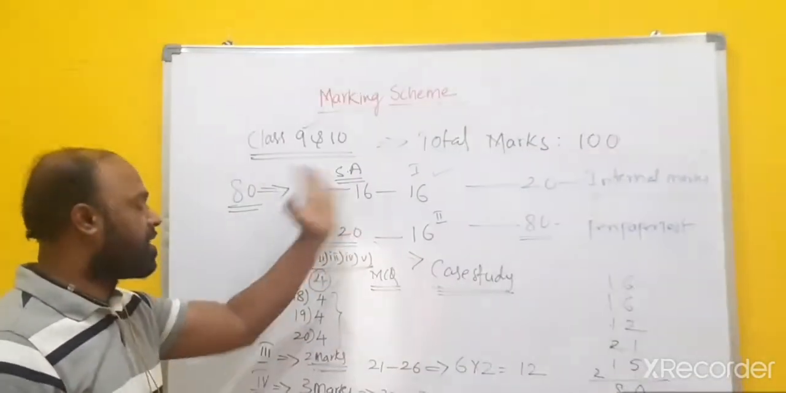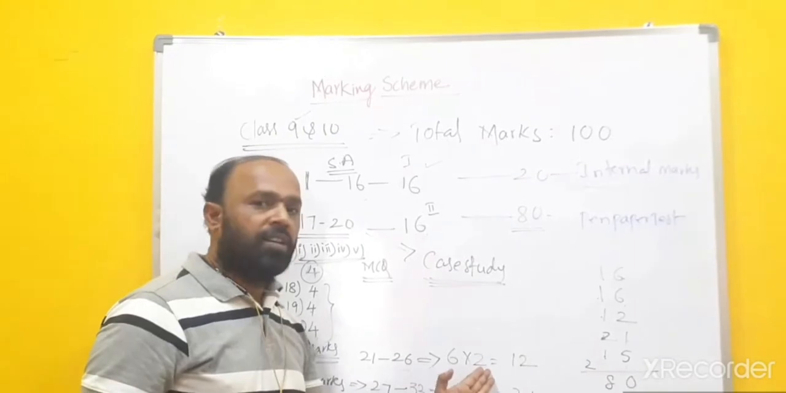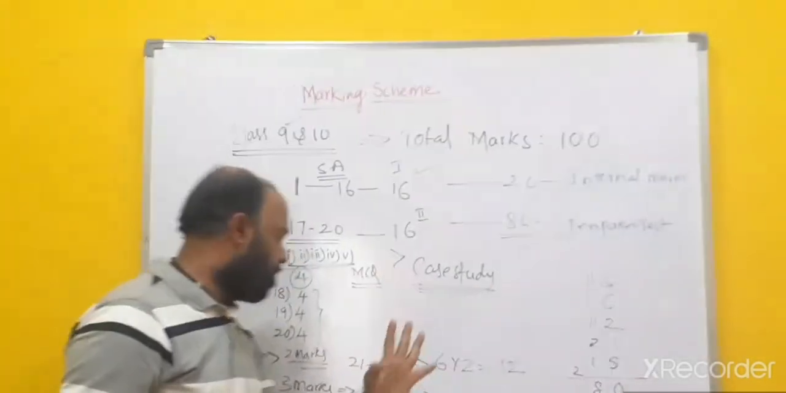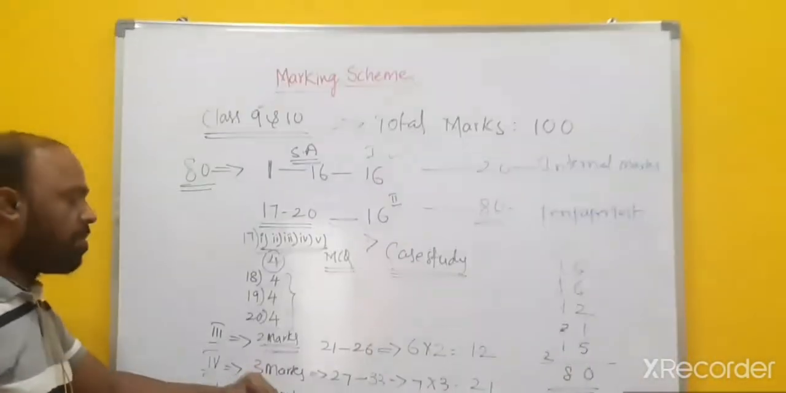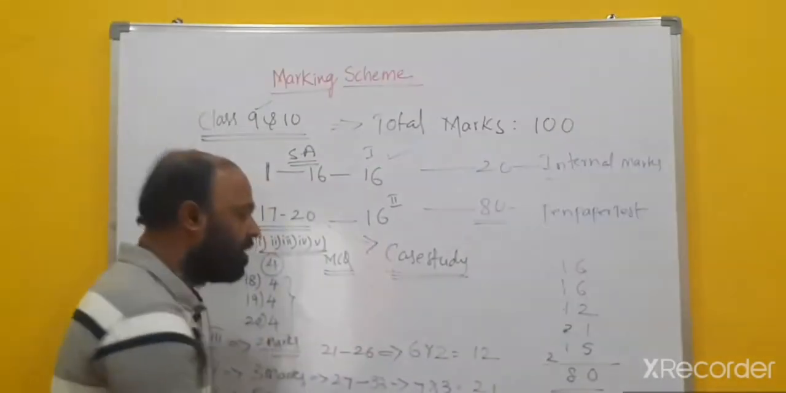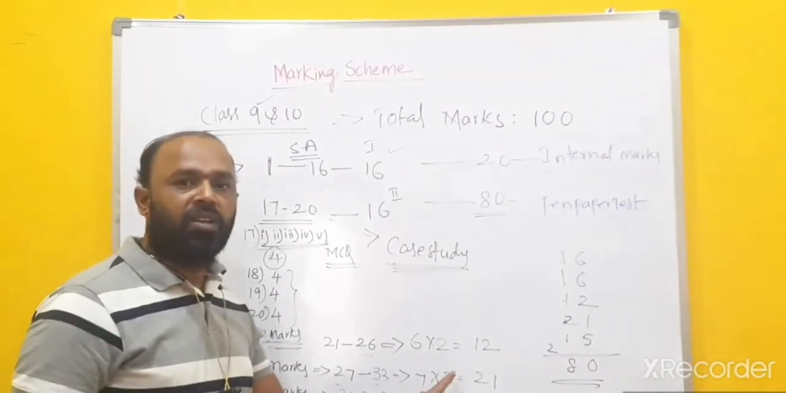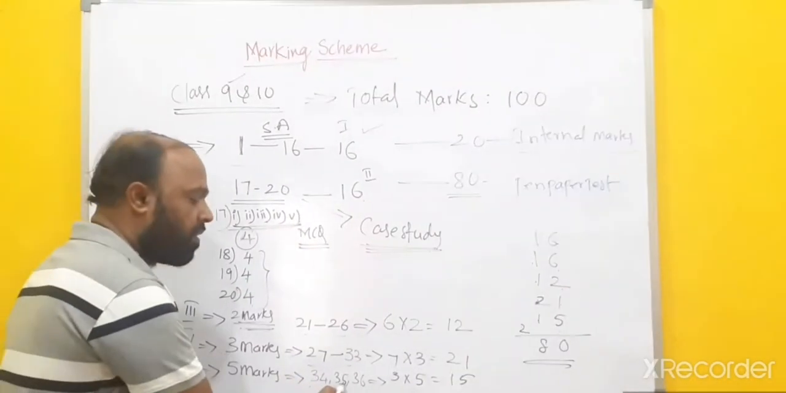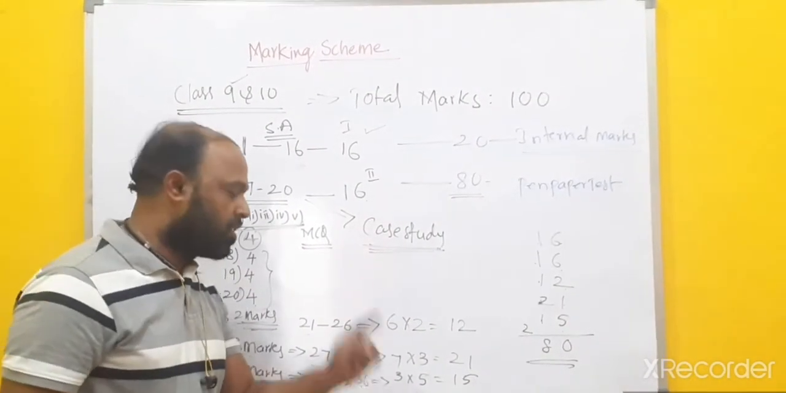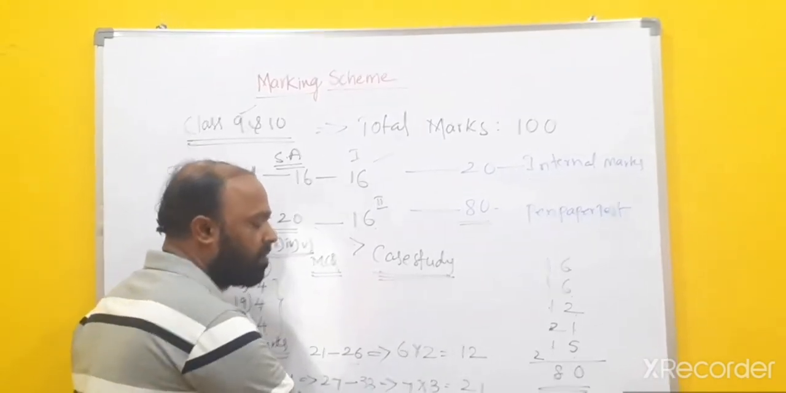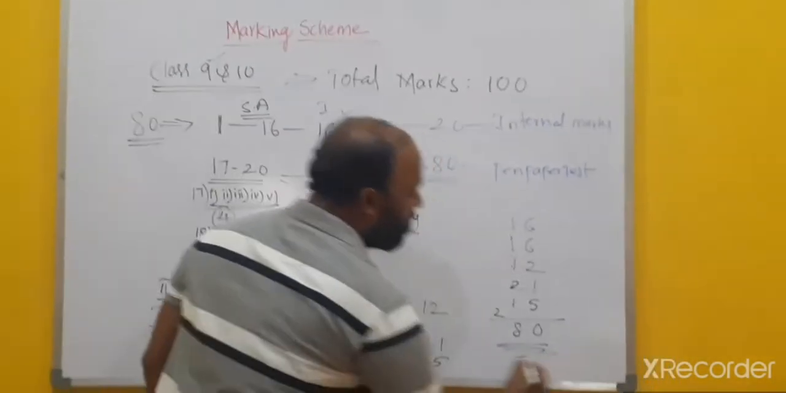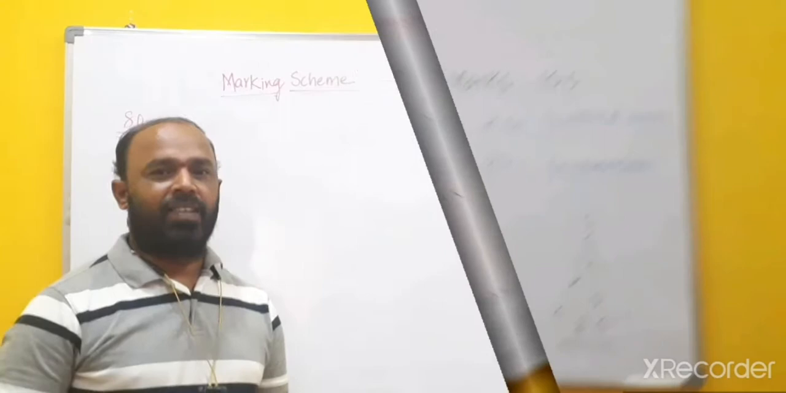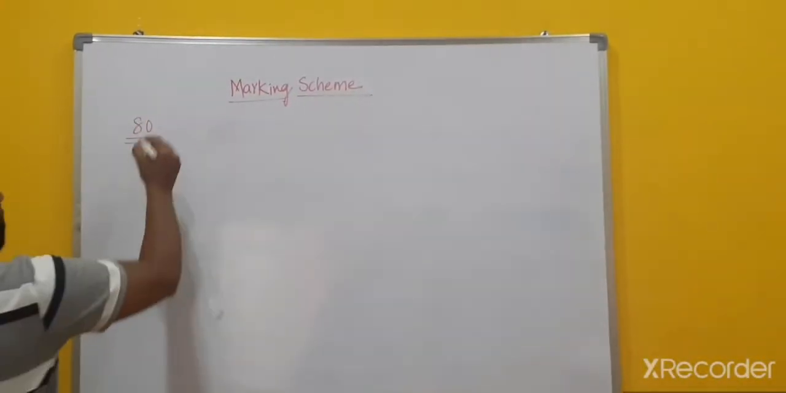Next, the third bit is only 2 mark questions, a little short answer type, that is 6 into 2, 12. A little application. Total 12 marks. Now the fourth one, 3 marks, 27 to 33, 7 questions, 7 into 3, 21. Now come to the last bit, 5 marks, 34, 35, 36. 3 questions are there, each one 5 marks. 3 into 5, 15. Total 80 marks. The question paper contains 80 marks.